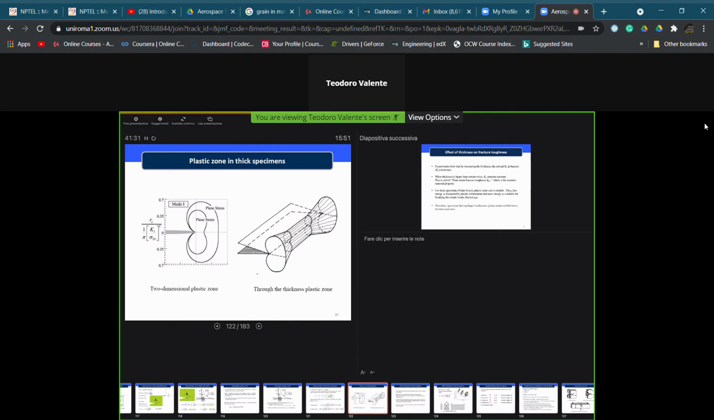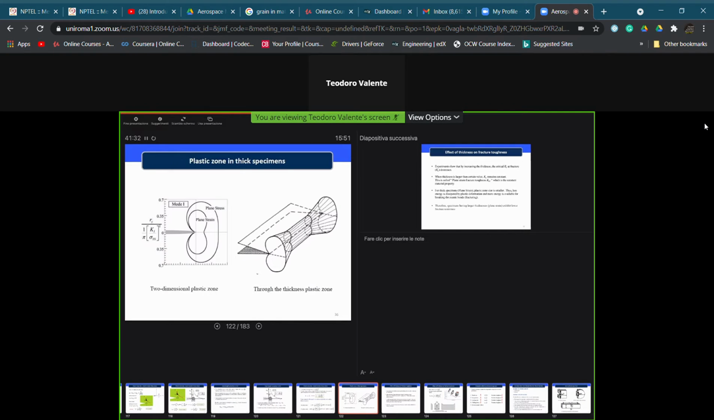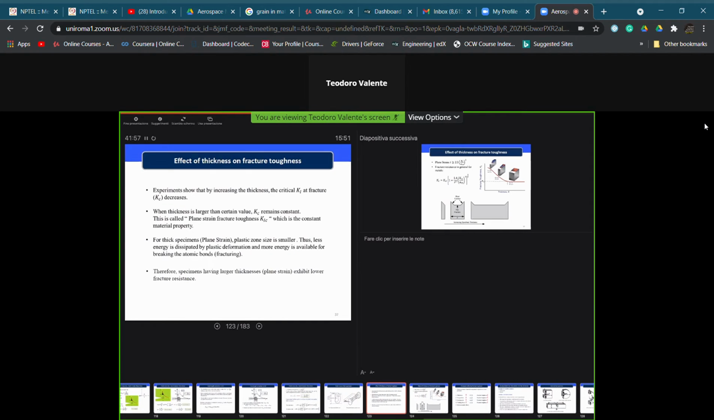This is a representation of the difference between plane stress and plane strain plasticity areas, depending on the mode 1 of potential crack propagation. So we also have diagrams, but the basic approach is just to have available, very simply, the estimation of the plasticity radius and then make our simple calculations.